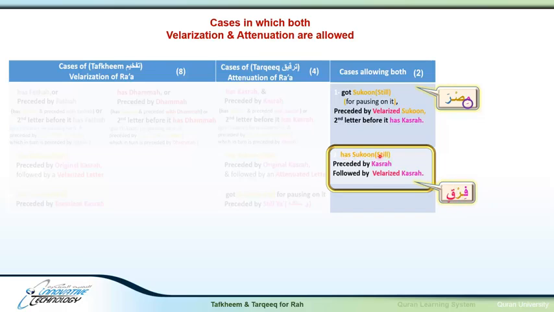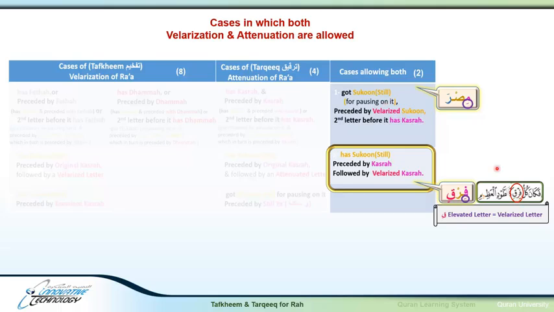The ra has sukoon, it's still, and it is preceded by a kasra, as we see here, the kasra under the fa, and is followed by a velarized letter with a kasra. The qaf is a velarized letter and it has a kasra. Now the example. فكان كل فرق كالطود العظيم. The qaf is an elevated velarized letter, pushing the ra to be velarized if needed, but the fa with the kasra can also push ra to be attenuated, and that's why in this situation both velarization and attenuation are possible.